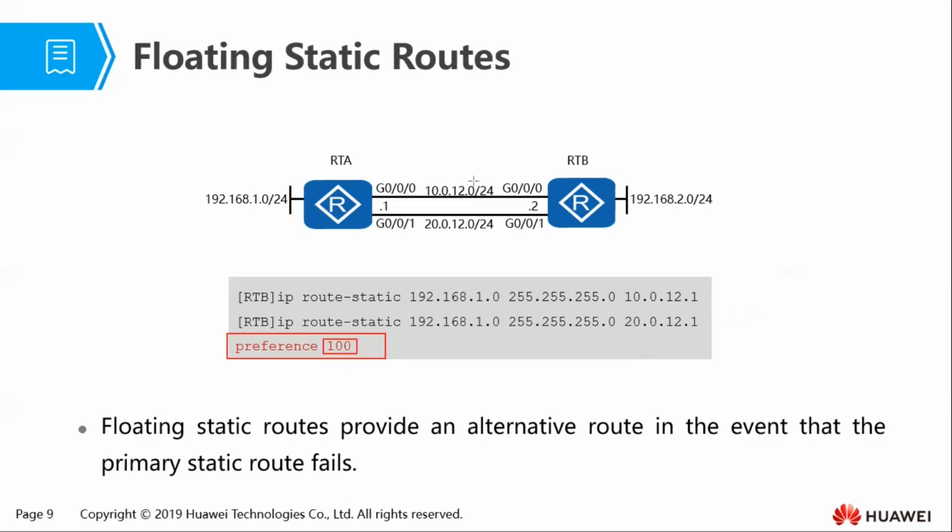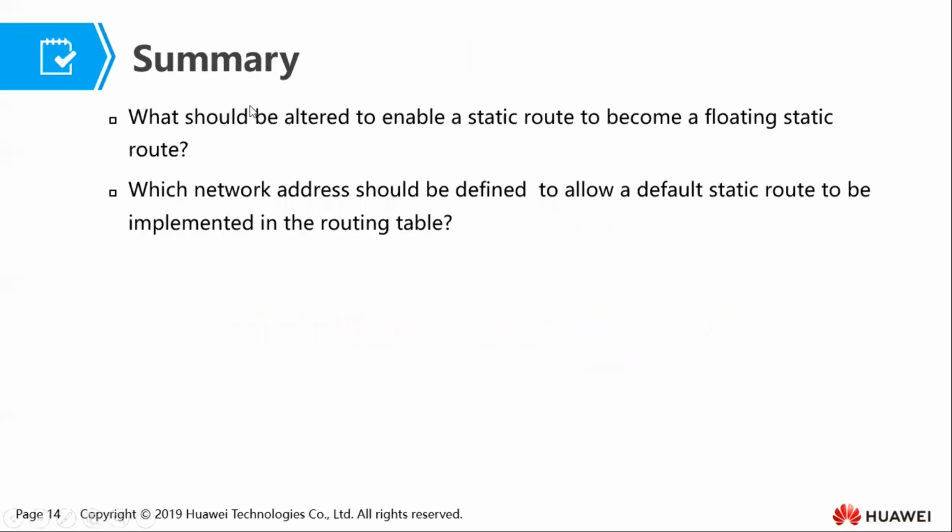Okay, thank you for that. Bethwell, I can see that your mic is on mute, so just go ahead and help us with the next one. Which network address should be defined to allow a default static route to be implemented in the routing table? I think it was any network address. Correct. Thank you very much, ladies and gentlemen.